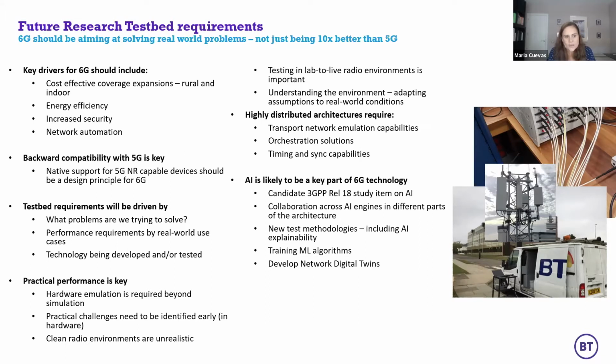The main reason for saying all this is that, again, when we're setting our testbed requirements, we need to bear in mind what it is that we're trying to achieve and what it is that 6G should be trying to solve. So again, as I said, performance requirements need to be driven by real world use cases. And of course, the testbed requirements will have to be focused on what particular technology we're trying to develop or test. One thing I have skipped over in this slide is another key area that we're very keen that industry explores and seriously considers at the outset of 6G development, which is how do we support 5G NR capable devices moving forward.